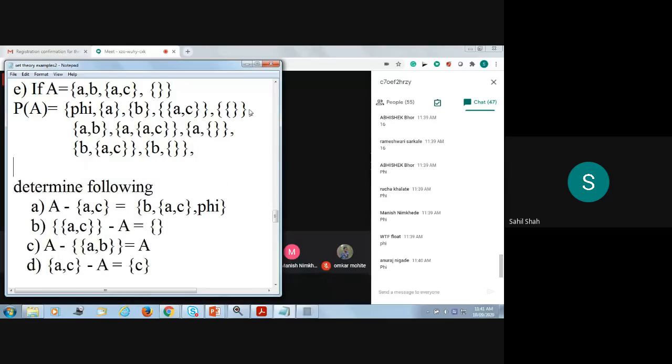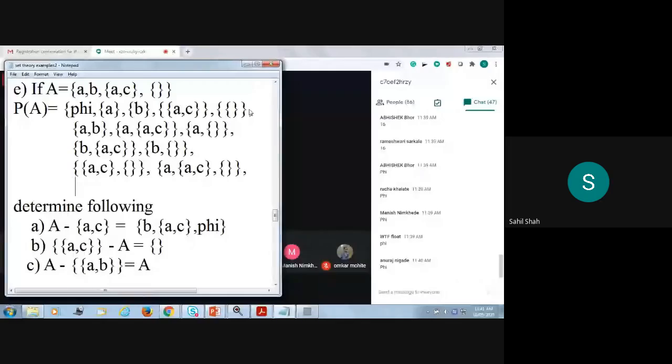Now two pairs are over. We are left with one more pair. So A comma C comma phi, comma A comma B comma C comma phi, comma B comma C comma phi, comma set A itself. So let me check whether these are the 16 elements available with me.